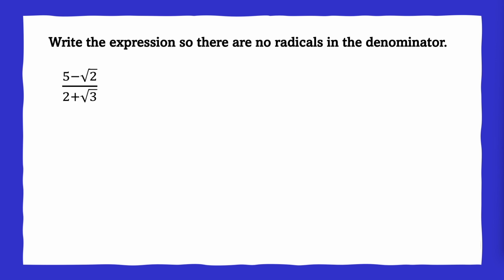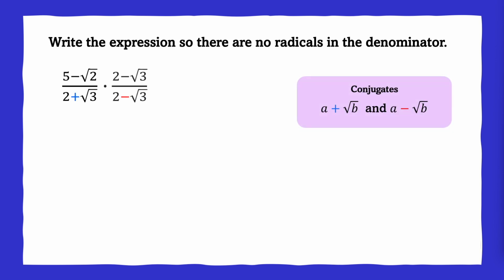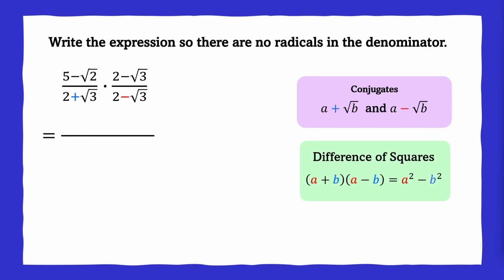To rationalize the denominator, we multiply both the top and bottom by the conjugate of the denominator. In this case, the conjugate is 2 minus square root of 3. When multiplying the denominator, we use the difference of squares formula. The first term, 2 squared, equals 4, minus the square root of 3 squared, which equals just 3. The denominator simplifies to 1.